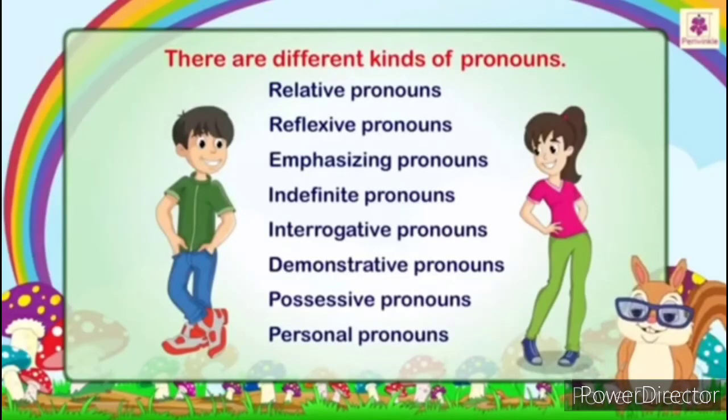There are different kinds of pronouns. First one is relative pronoun. Second one is reflexive pronoun. Third one is emphasizing pronoun. Fourth one is indefinite pronoun. Fifth one is interrogative pronoun. Sixth one is demonstrative pronoun. Seventh one is possessive pronoun. And the eighth one is personal pronoun. First, let's see what is meant by relative pronouns.